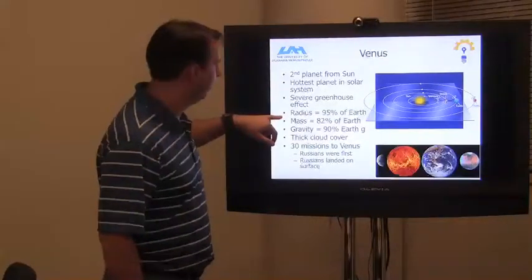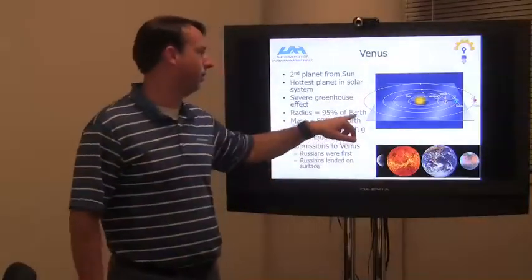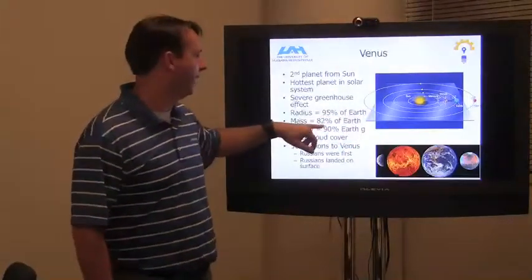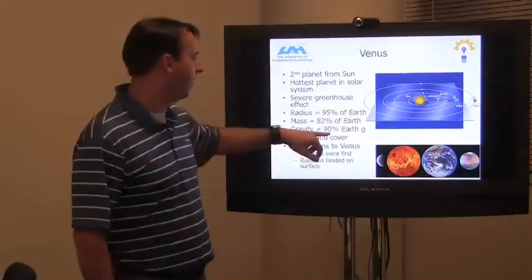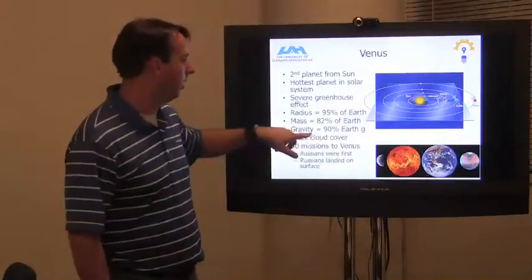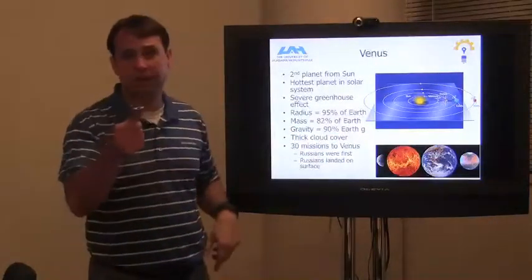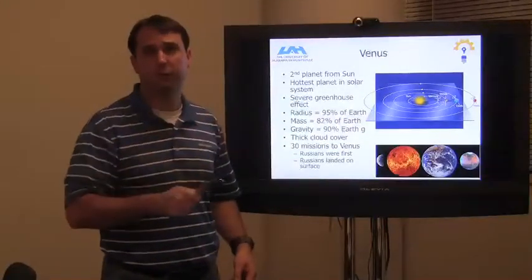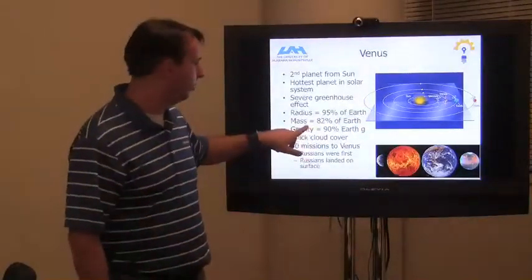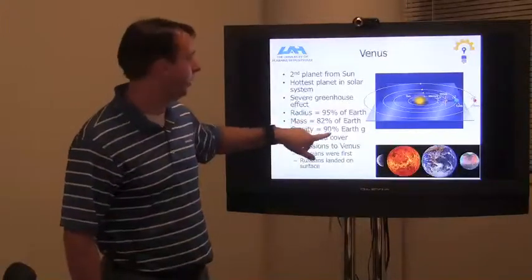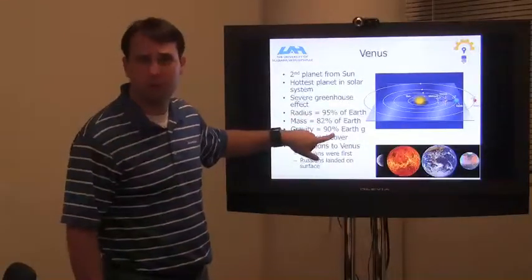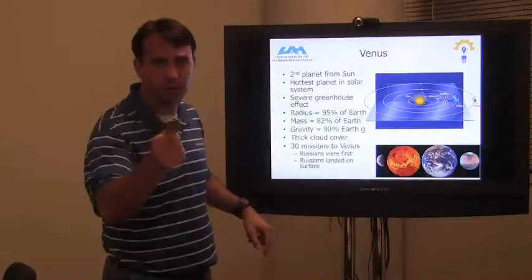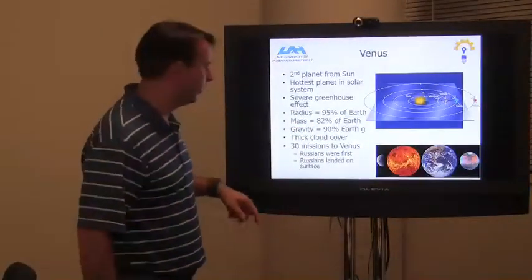The radius of Venus is 95% of Earth. So really close to the size of Earth. The mass is 82% of Earth, and the gravity is 90% of Earth. Something interesting to note is that usually you think of gravity as an attractive force between 2 masses, but the mass is 82% of Earth and the gravity is 90% of Earth. So why is that? That'd be an interesting question for a quiz. I don't know. I'll let y'all figure that one out.